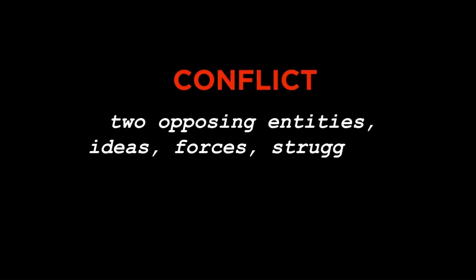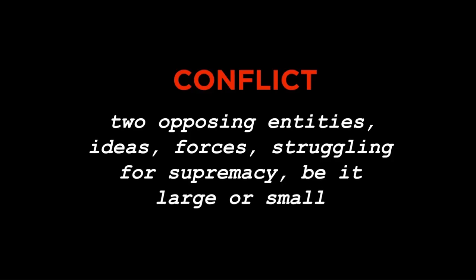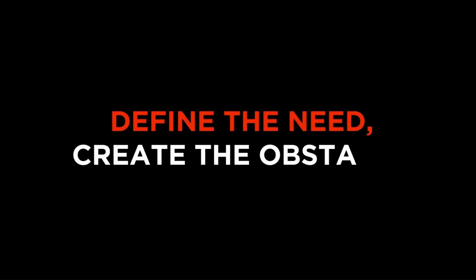Two opposing entities, ideas, forces struggling for supremacy, be it large or small. Conflict is the basis for all narrative. You can then reduce all effective storytelling to six words: define the need, create the obstacle. That is the basis for all storytelling. And by the way, you can interchange the word goal for need. They're slightly different, but essentially serve the same purpose.